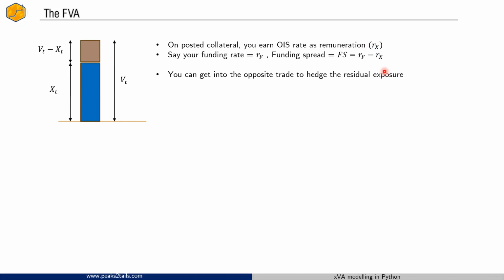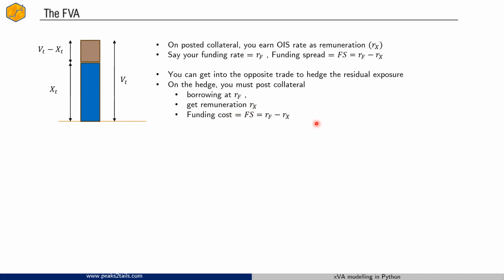Right? So yeah, you can get into the opposite trade to hedge the residual exposure. Your borrowing rate is RF, but you get a remuneration of RX. So your funding cost is RF minus RX. Now, this rate would be applicable for what amount of exposure? This amount of exposure, the residual exposure, which is the uncollateralized exposure, correct? Because that is that much you need to hedge. And normally, if you see literature in FVA, they call it that it arises from hedging error. This portion we couldn't hedge, so it's a hedging error.